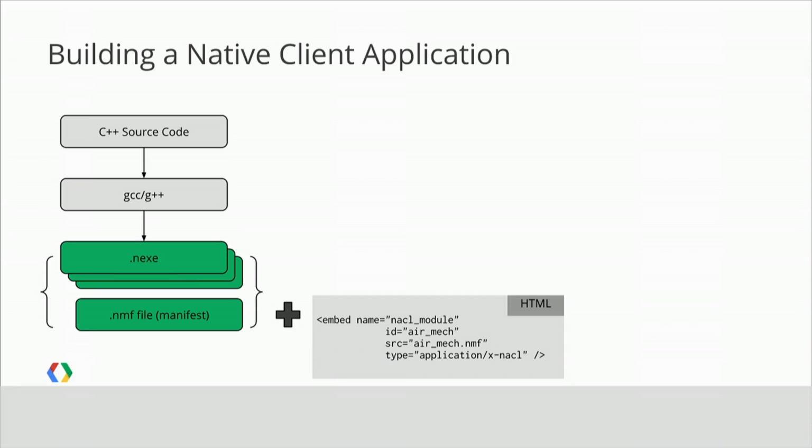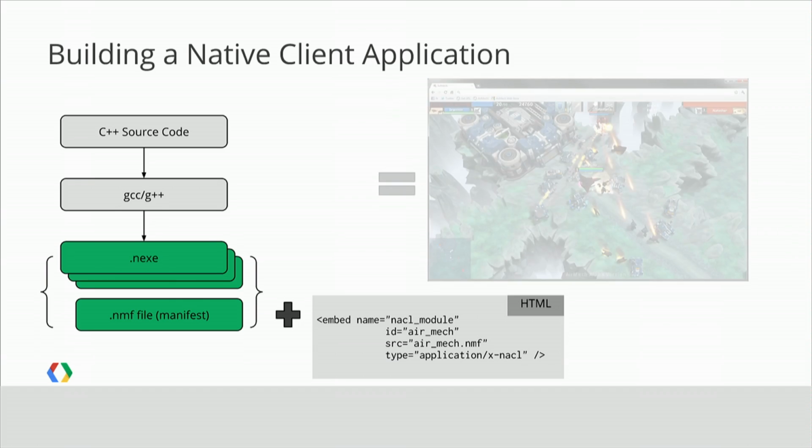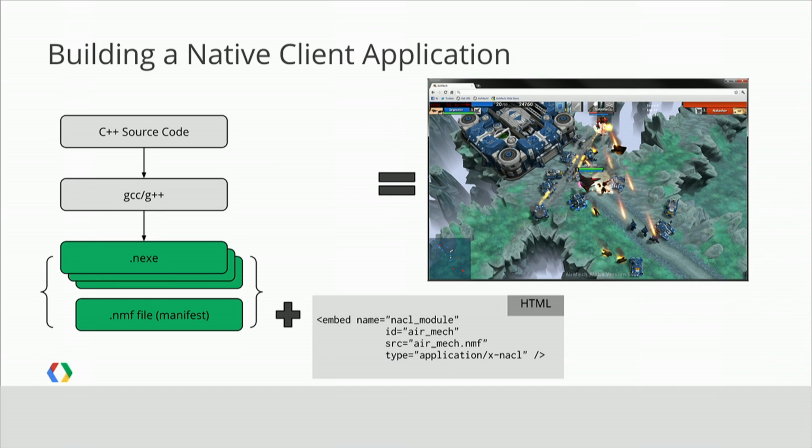And this embed tag tells where to find the manifest file, and basically that this is going to be a native client-enabled application. And with that, you have a native client-enabled application. So this is what the developer needs to do to build an application. What does the user see when he surfs to a page that's native client-enabled?